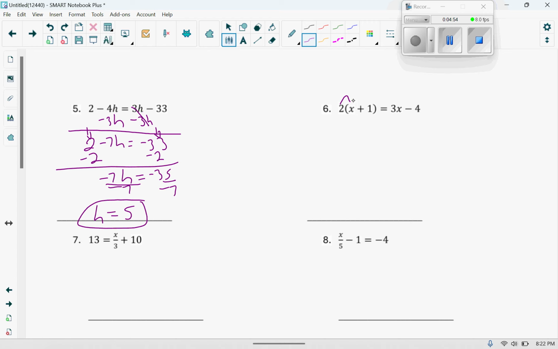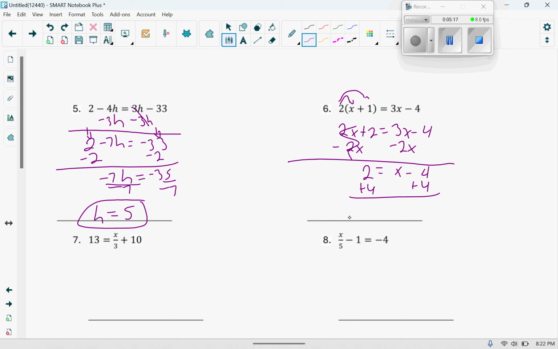Okay, this one I'm going to distribute again. And so I have 2x plus 2 is equal to 3x minus 4. And again, I have the variables on both sides, so this time I'll subtract the 2x over, and I get 2 is equal to x minus 4. And I'm going to add 4 to both sides, and I get x is equal to 6.